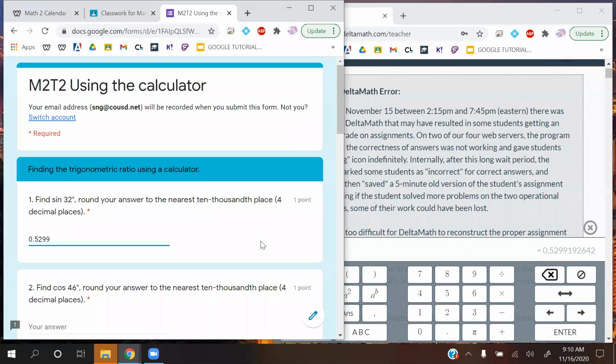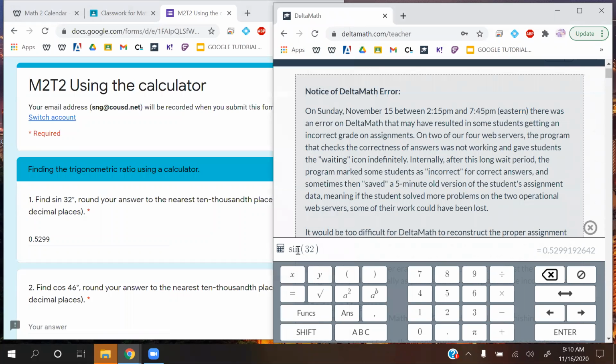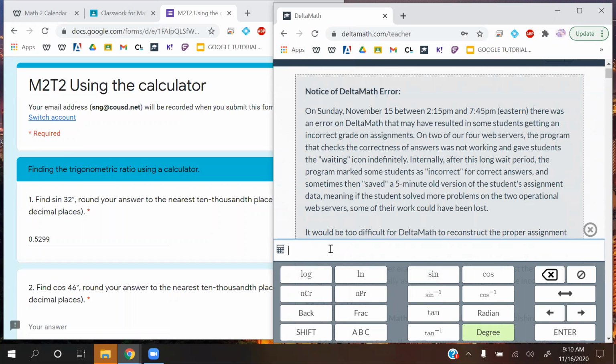All right, so on how to use a calculator, if it says find sine of 32, you can literally just type sin parentheses 32 parentheses on your keyboard, or if you want to use the functions button, click functions and then press sine, which will give you sin, literally like this. Here's your calculator: press functions, sine, and then type 32.